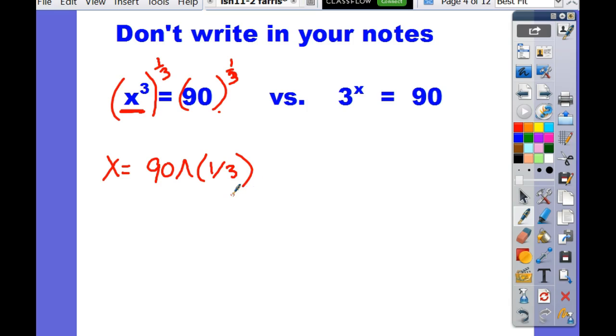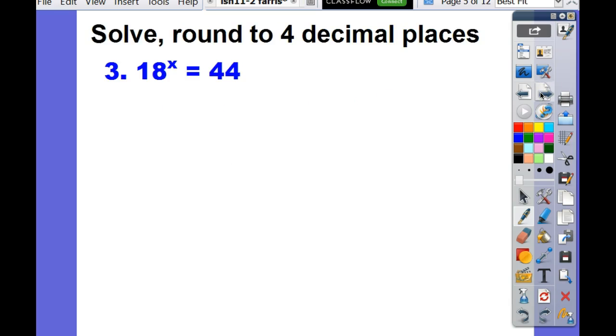But on this other one, X is not the base, X is the exponent. To solve this kind of problem, we have to get the X out of the exponent. How? Let me show you. Write down example number 3 in your notes. It may be on the bottom of the blue paper or down in the green paper.